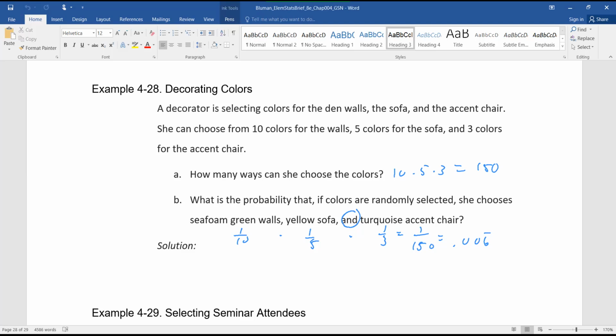All right, and that's pretty much it on 28. There's a 0.006% chance, it's a 0.7% chance that she'll have all these ugly colors.